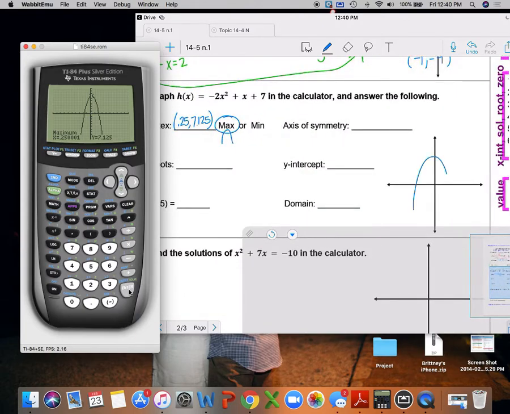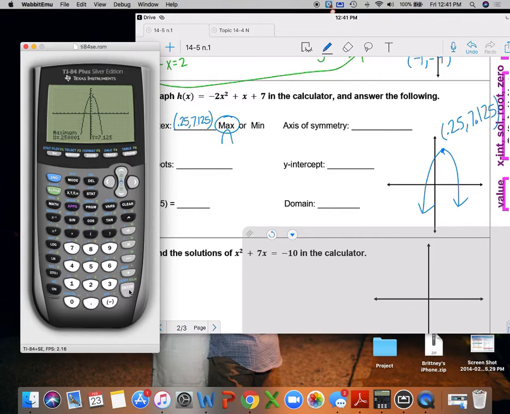So I can draw my rough sketch. Obviously my drawings are very rough. And my vertex is at 0.25, 7.125.